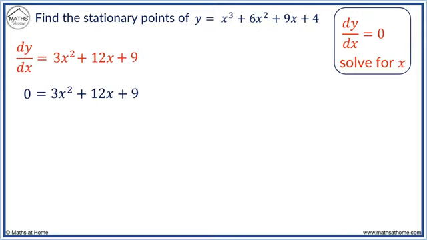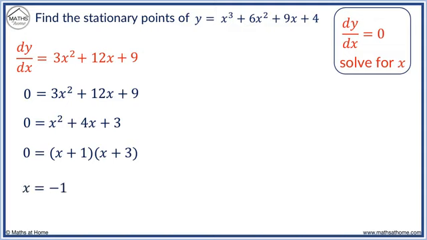This is a quadratic, so we can solve it equal to 0 by factorising. We can first divide each term by 3. We can factorise to get 0 equals x plus 1, x plus 3. This is since 1 and 3 add to make 4, and multiply to make 3. We solve this by finding the value of x that makes each bracket equal 0. We get x equals minus 1 and x equals minus 3.